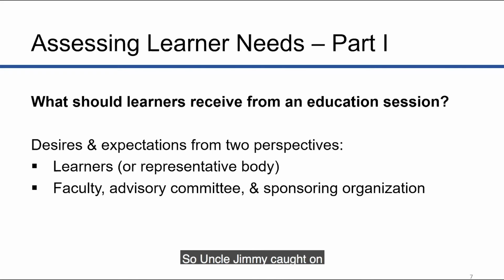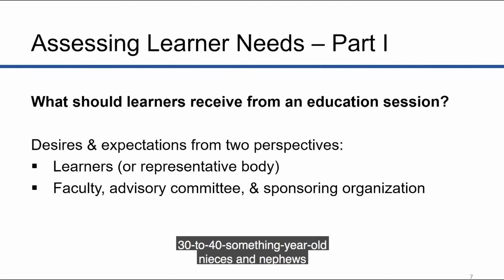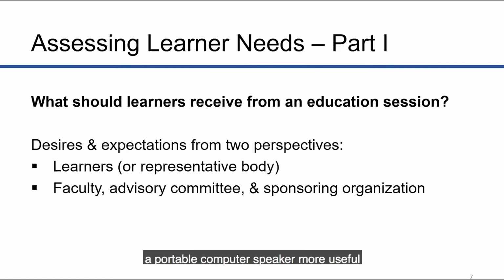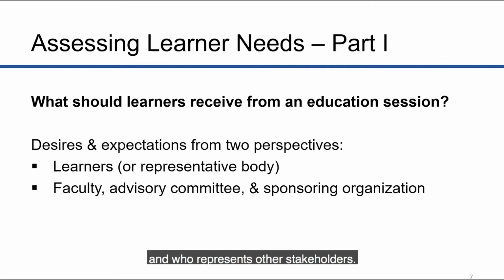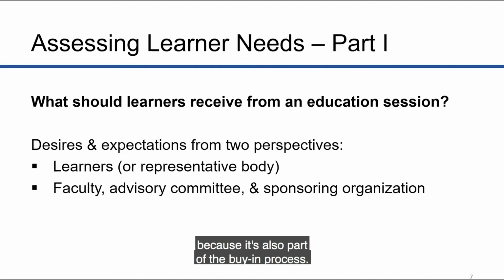So Uncle Jimmy caught on that while he can't necessarily ascertain the specific wants and needs of each of his 30 to 40 something year old nieces and nephews, he has figured out that we share some commonality that might make, for instance, a portable computer speaker more useful than, for instance, a vast collection of Russian literature. So we want to think about who we can explore this question of needs with, who represents the learner, and who represents other stakeholders.